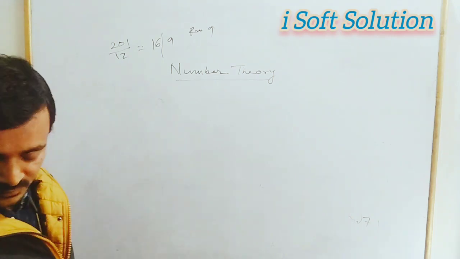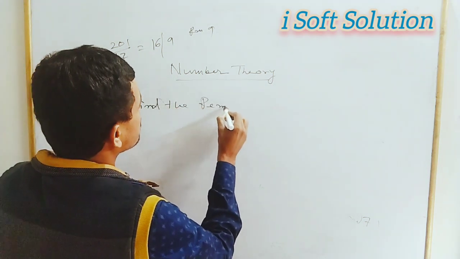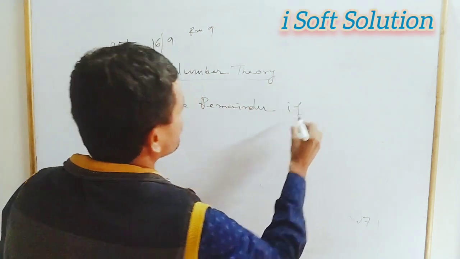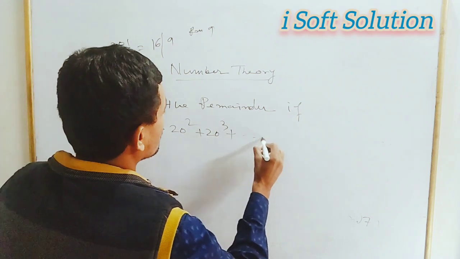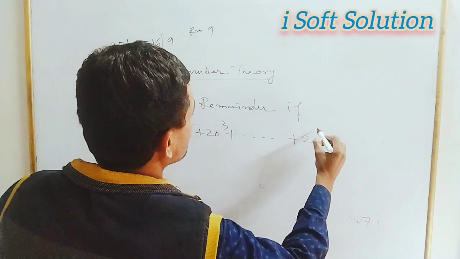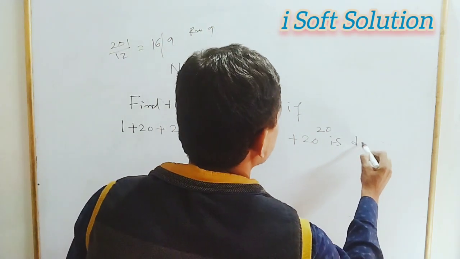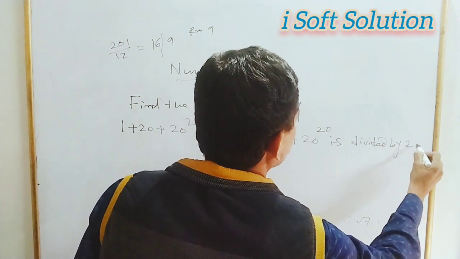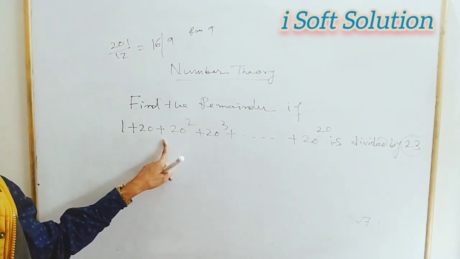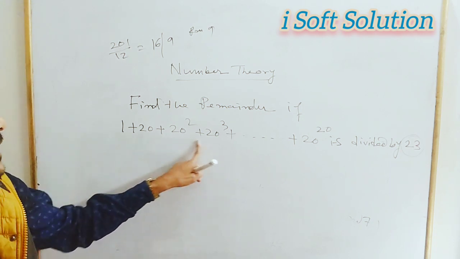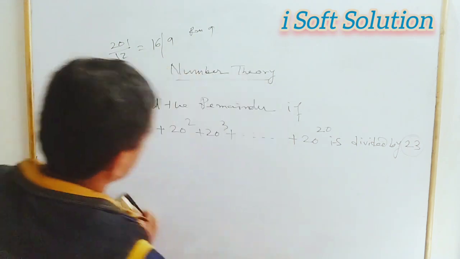find the remainder, or determine the remainder, if 1 plus 20 plus 20 squared plus 20 cubed plus dot dot dot plus 20 to the power 20 is divided by 23. So this is a GP, that is geometric progression. You have to divide it by 23 and determine its remainder. This is a typical problem, how can we handle it? Let's start the problem.